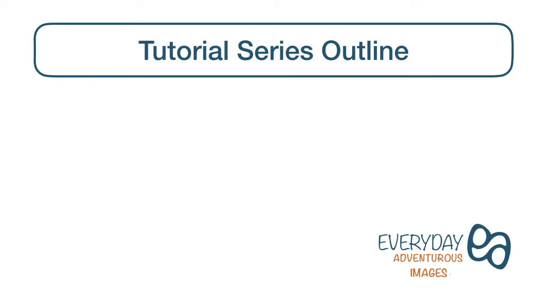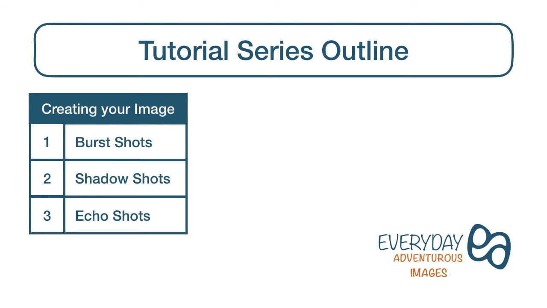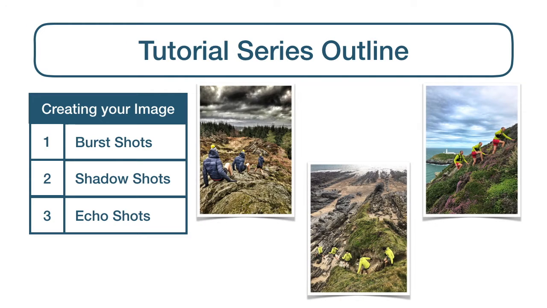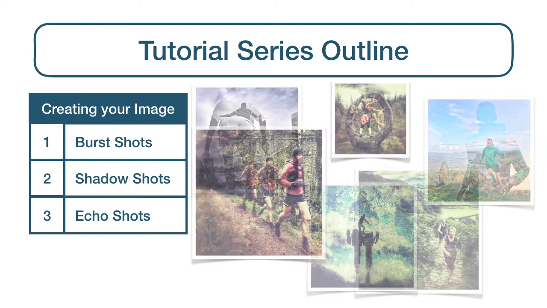The series comprises 8 video tutorials split into 3 parts. In the first part, creating your image, step-by-step guides will show you how to use Snapseed to stitch together your photos to create the 3 different types of movement images that I use most often. Burst shots, shadow shots, and echo shots.